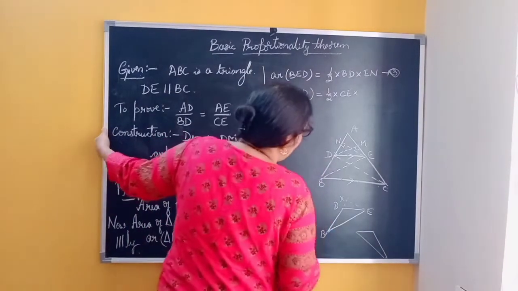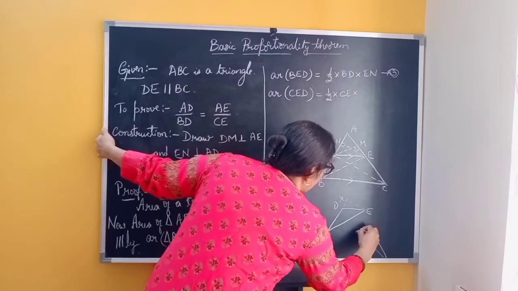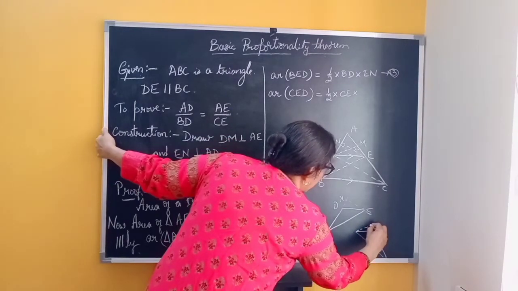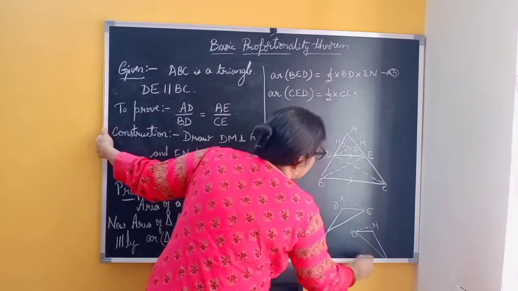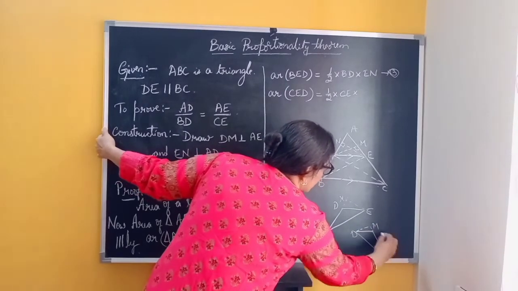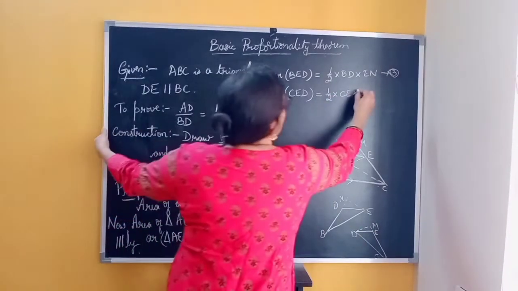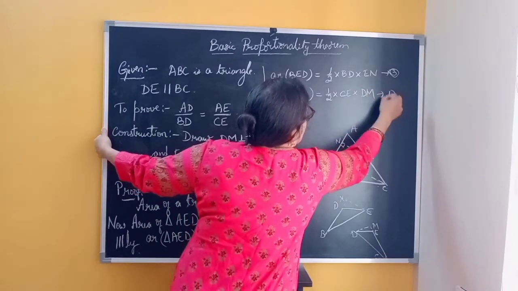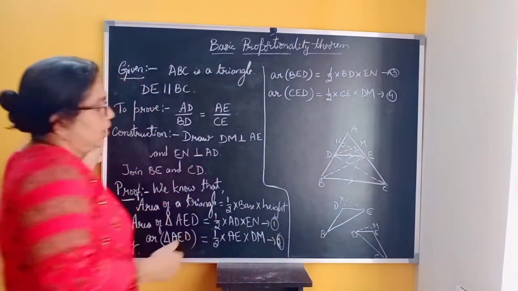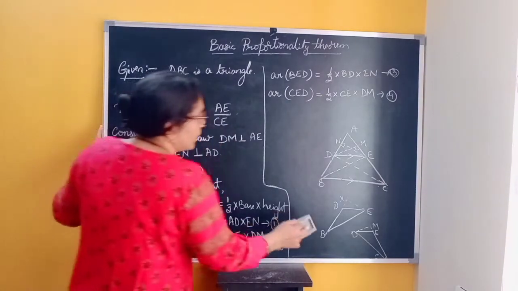Now the height is drawn from D to the extended part. So DM is the altitude. DM is the altitude. This is equation 4. Now using all these 4 equations, we have to prove the theorem.